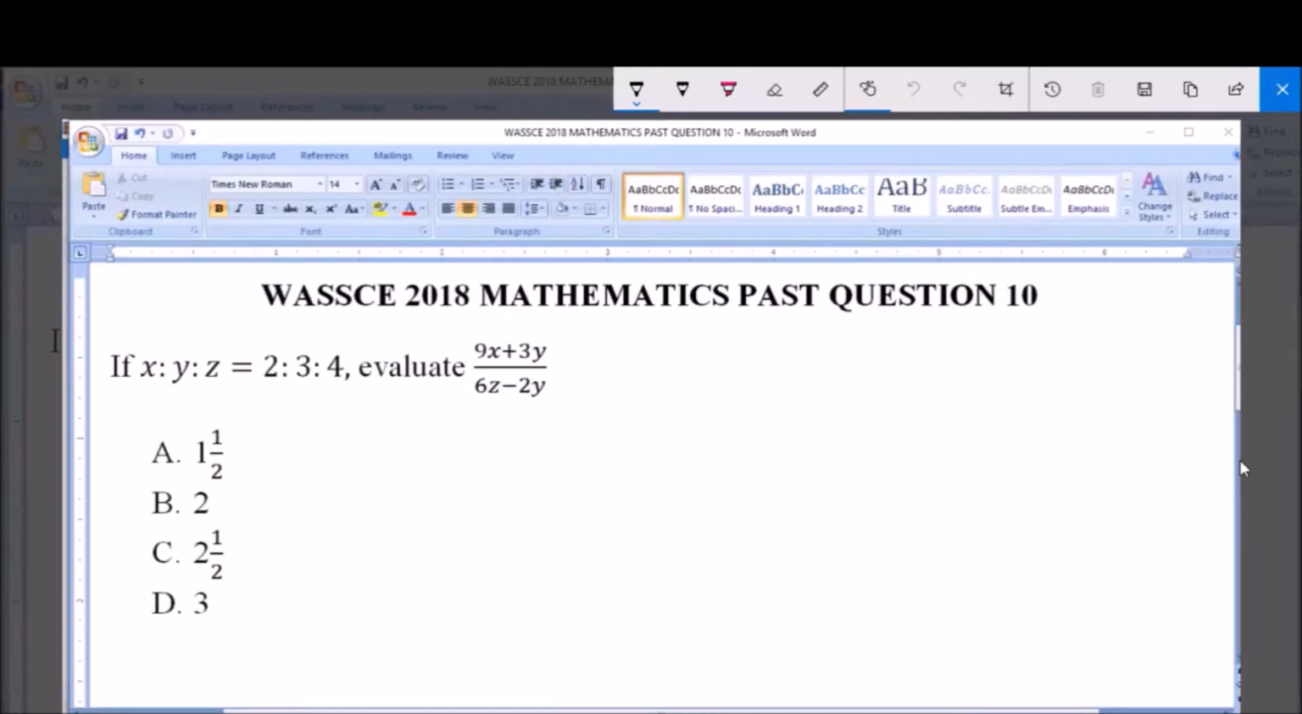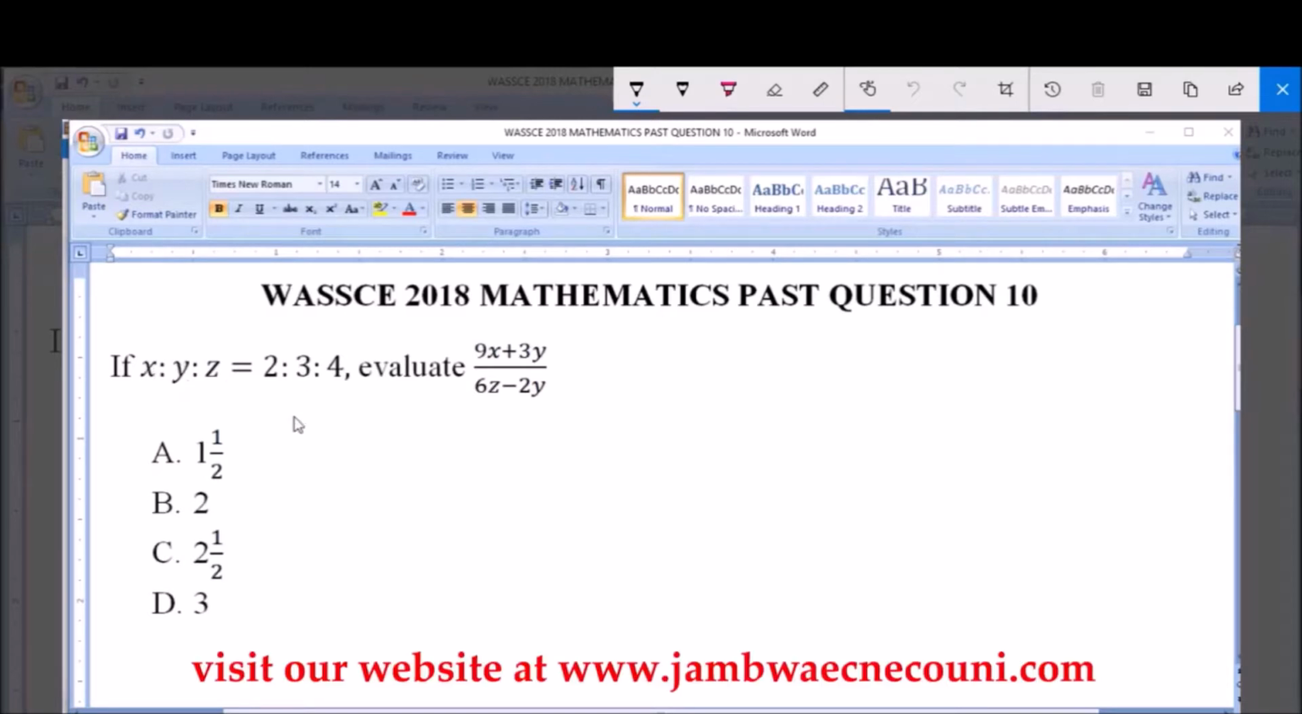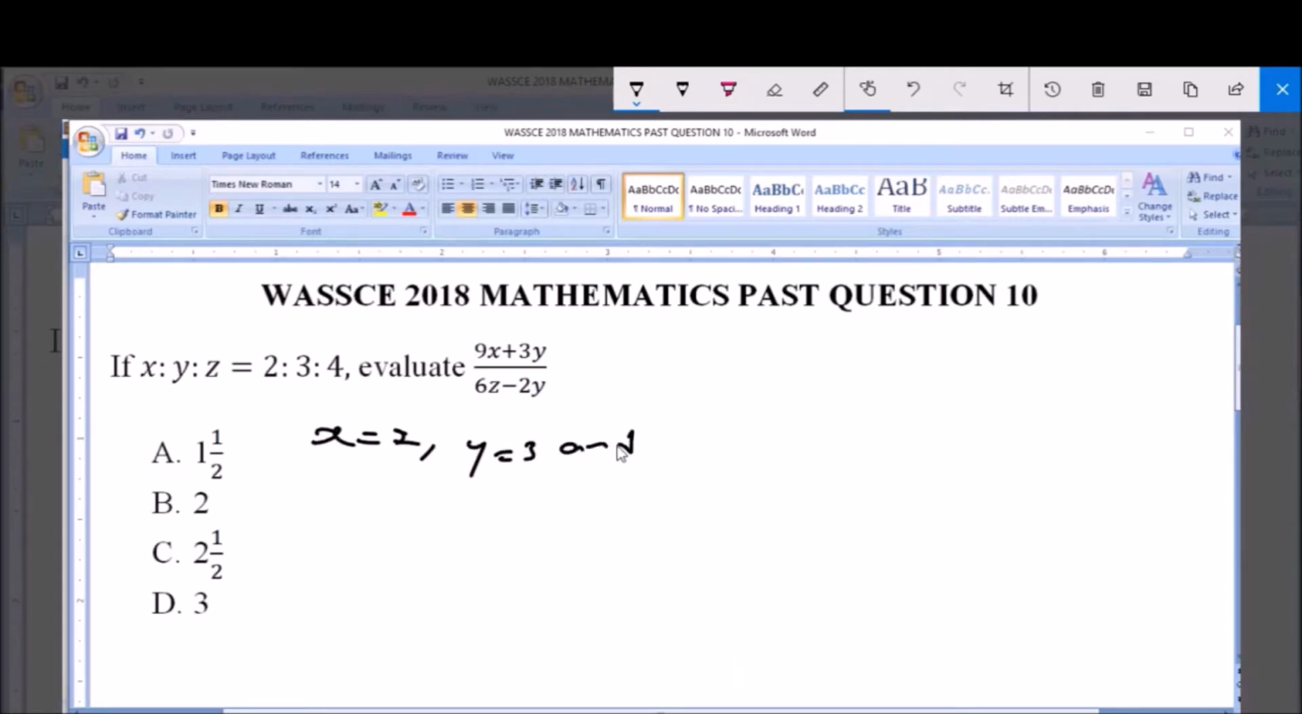I will be answering WASSCE 2018 Mathematics Past Question 10. If x ratio y ratio z is equal to 2 ratio 3 ratio 4, evaluate 9x plus 3y all over 6z minus 2y. A 1 whole number 1 over 2, B 2, C 2 whole number 1 over 2, and D 3. Now since it is said that x ratio y ratio z is equal to 2 ratio 3 ratio 4, it simply means that x is equal to 2, y is equal to 3, and z is equal to 4. Now with this we can simplify this.